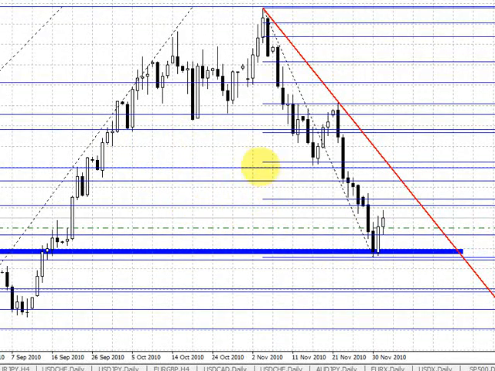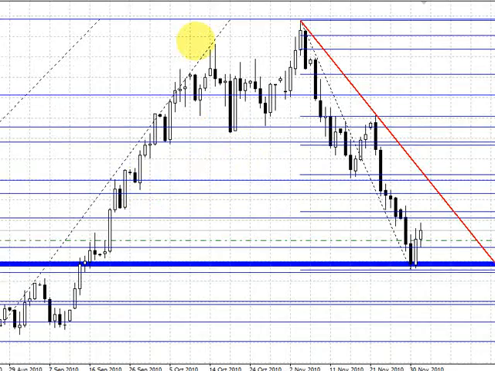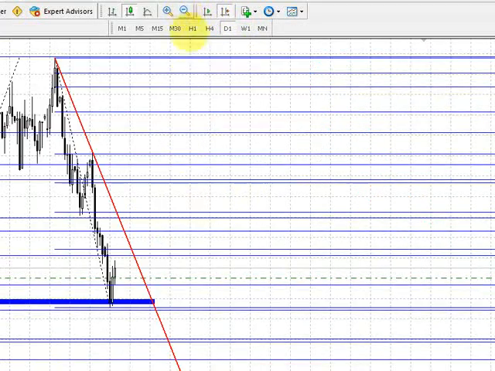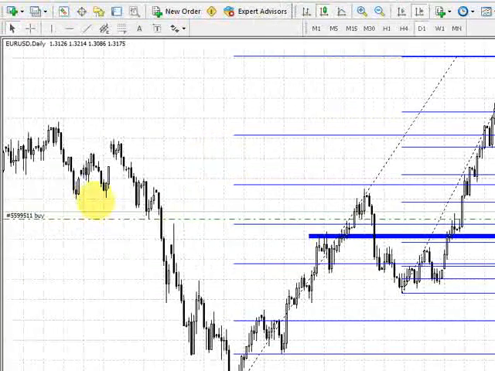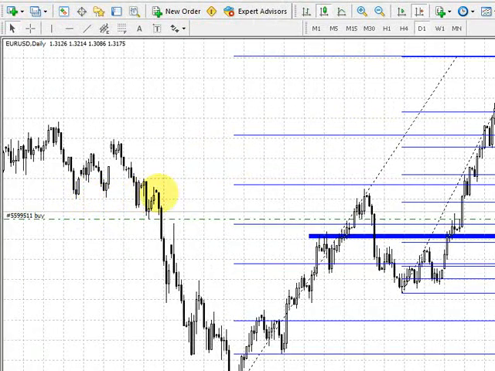Other key areas, if we zoom out, here's another one. It's bounced a lot around here.